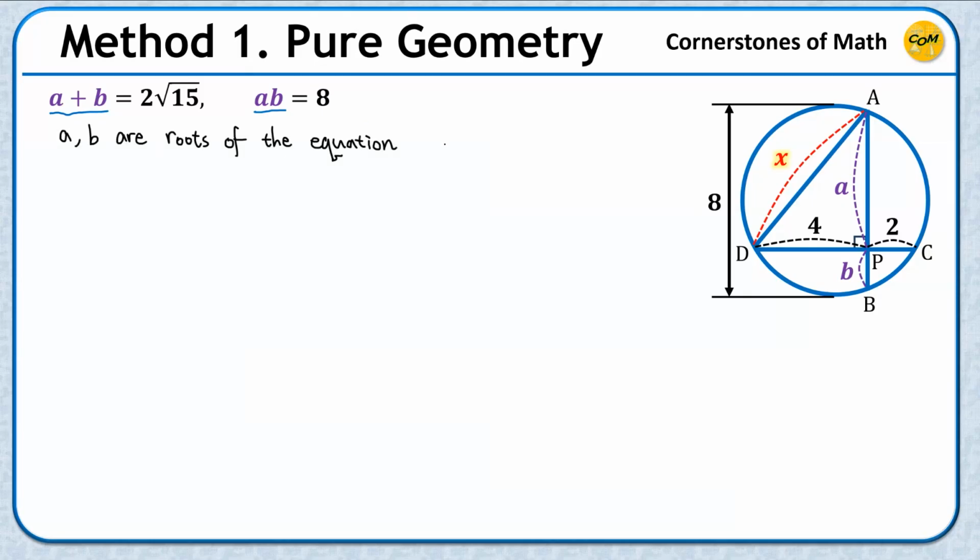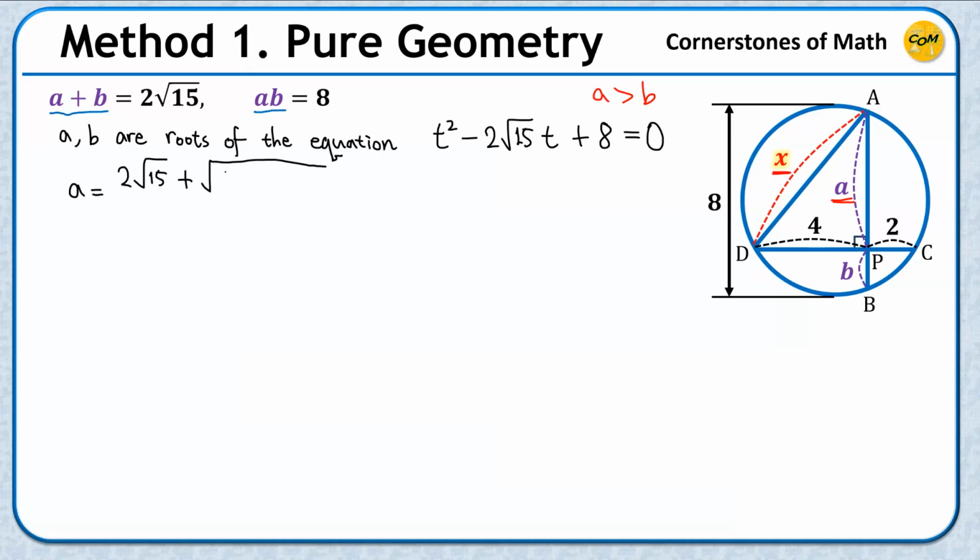If you have learned Vieta's formulas, or the relation between roots and coefficients of an equation, you would immediately want to use the fact that a and b are two roots of the quadratic equation t squared minus the sum 2 square root of 15 t plus the product 8 equals 0. Solving this gives the values of a and b. We need a to find the length x, and since a is greater than b, we take the plus sign from the quadratic formula, so we have a equals 2 square root of 15, plus the square root of (2 square root of 15) squared, and let's write it as 4 times 15.